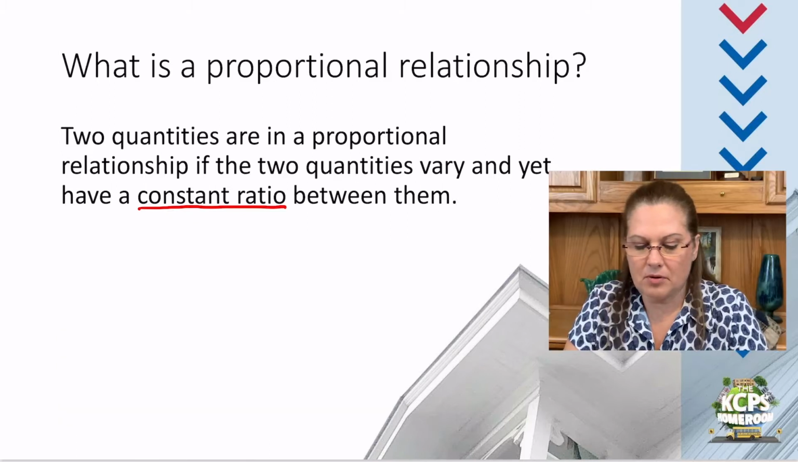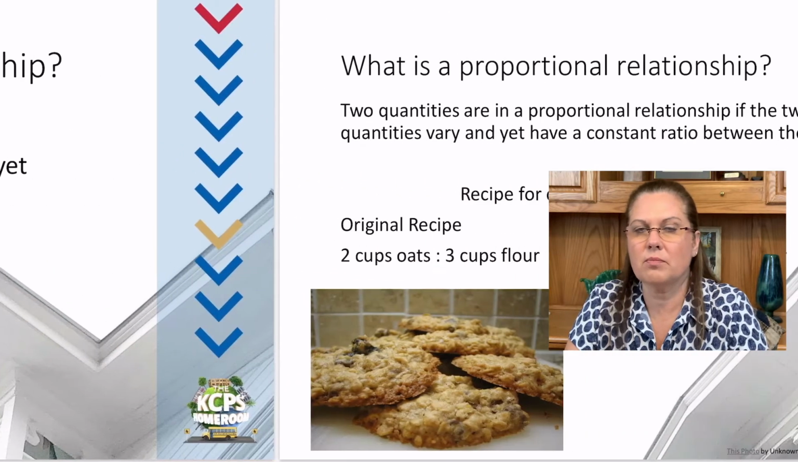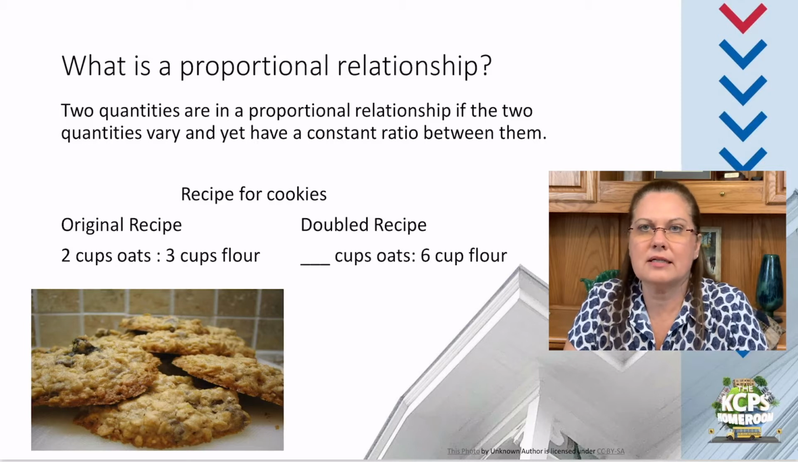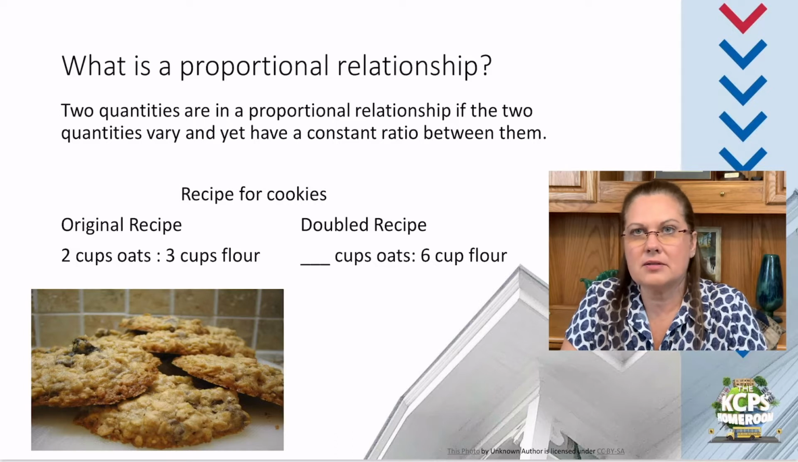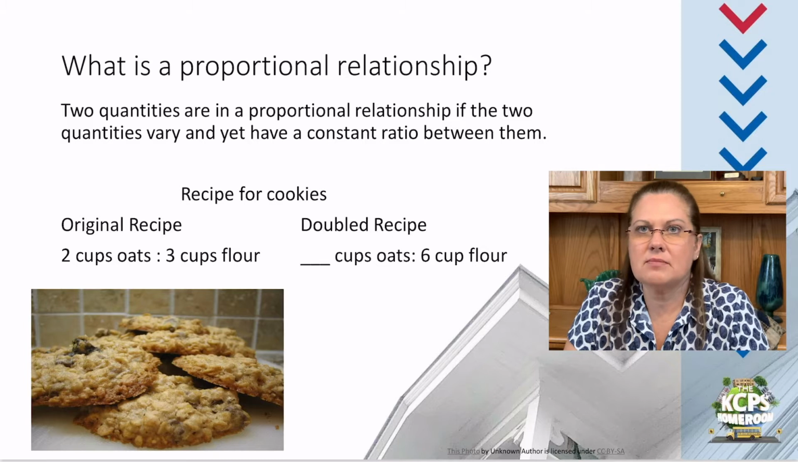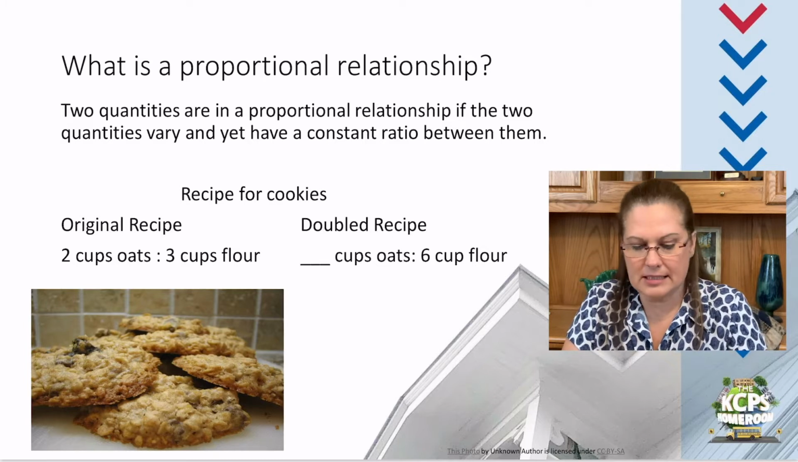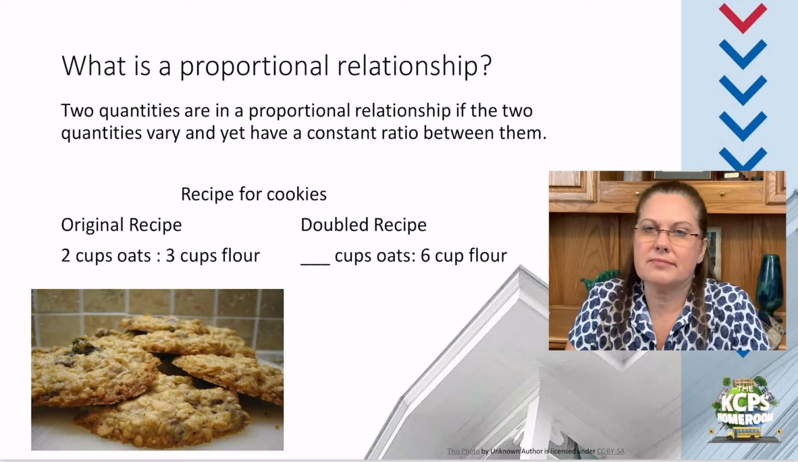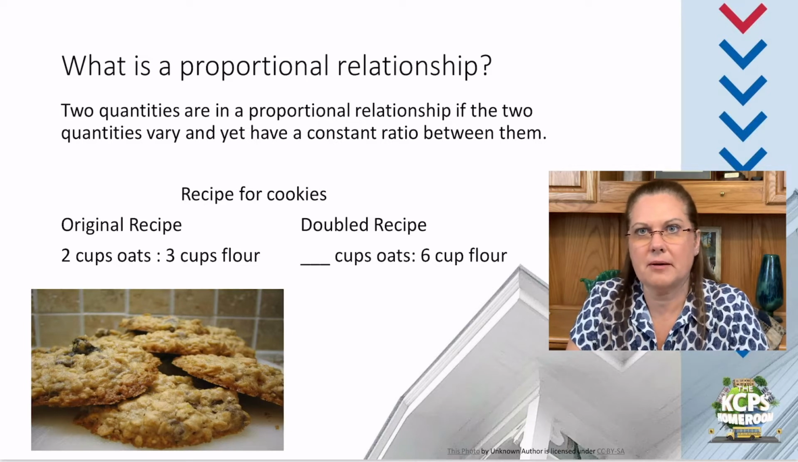Our first example that we're going to use today is cooking. It's probably one that you're most familiar with, because we all double, triple, and sometimes quadruple a recipe. At my house, we always like to make oatmeal cookies, and they never seem to go far enough. So our original recipe calls for 2 cups of oats to 3 cups of flour. Because we always run out sooner than we want, we're going to double the recipe.